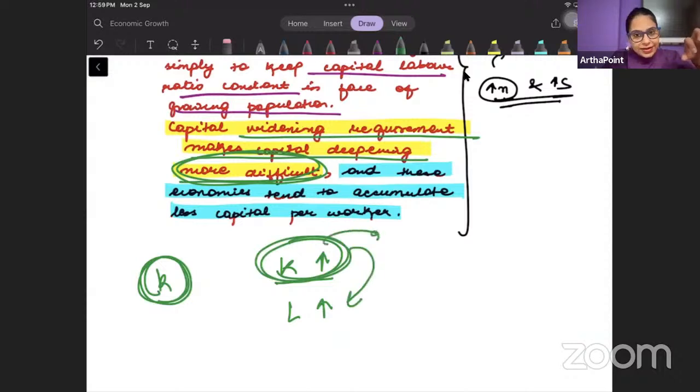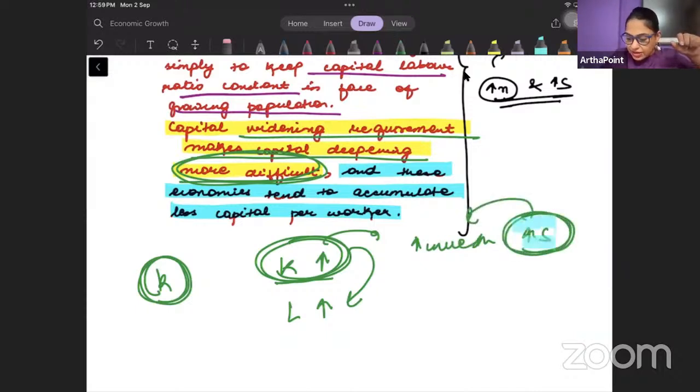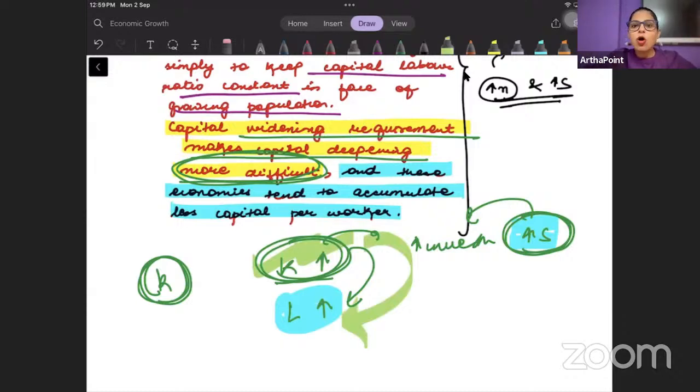When is my capital increasing? When there is more investment. So I am increasing my savings for more investment. But these savings that are increasing are only to complement. These are only because I am required to increase saving because my population is growing. Right? So this capital widening process is just because there is an increase in population.